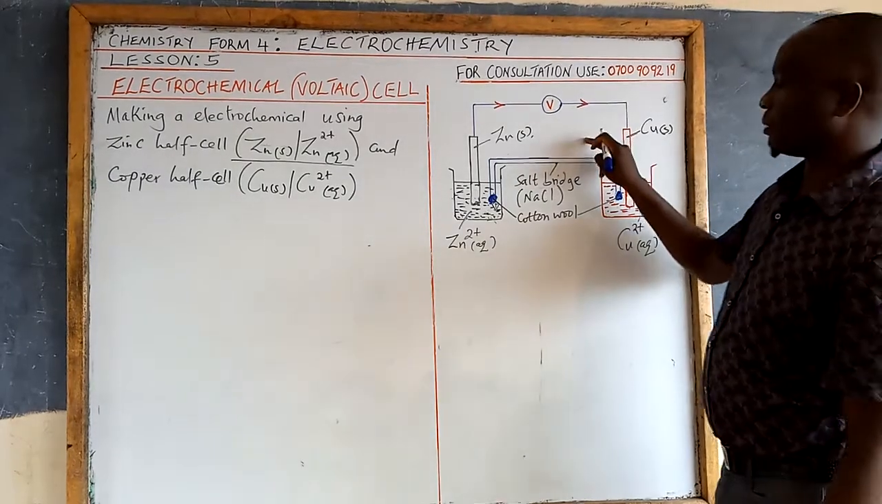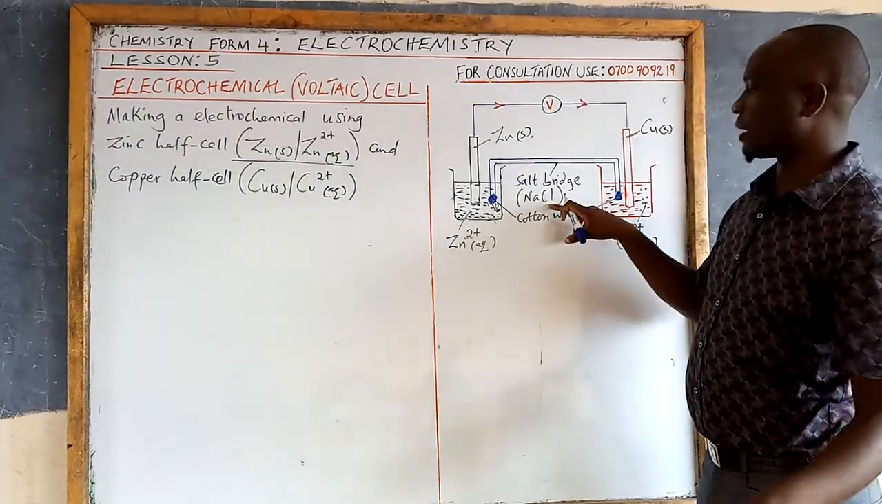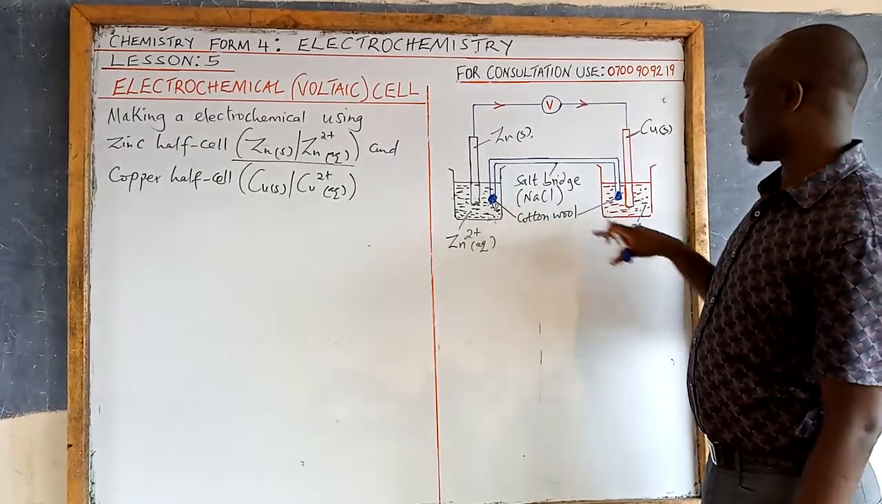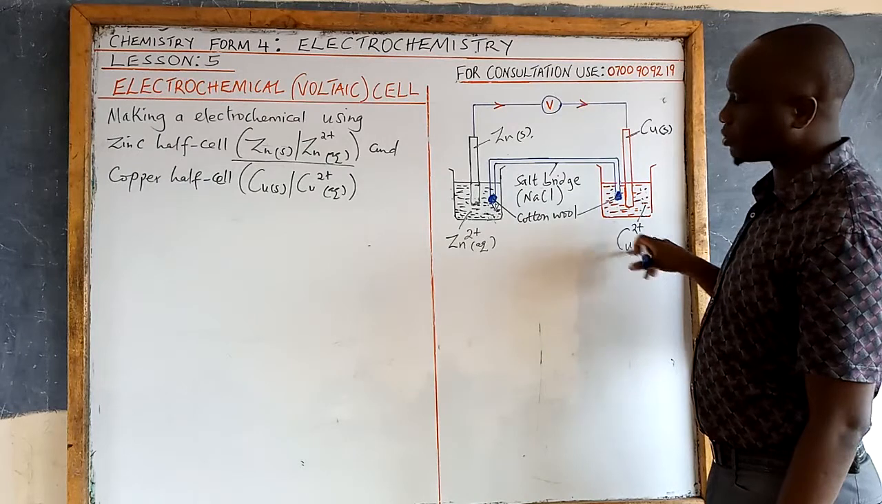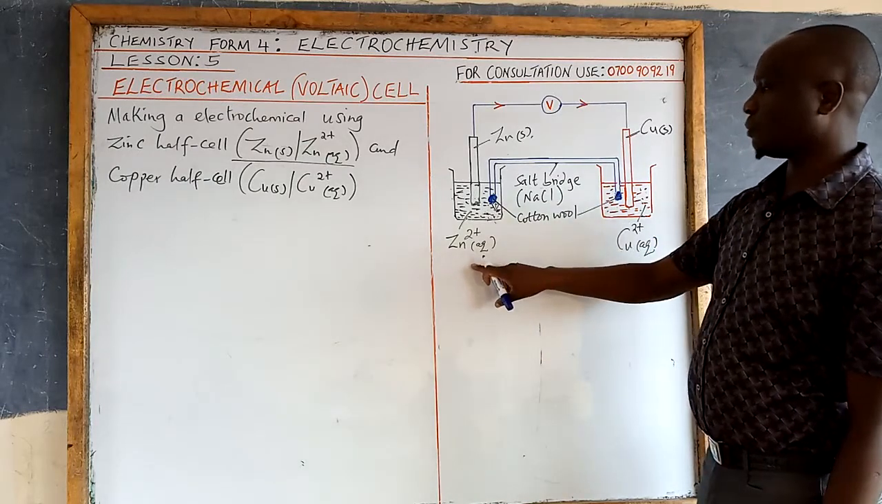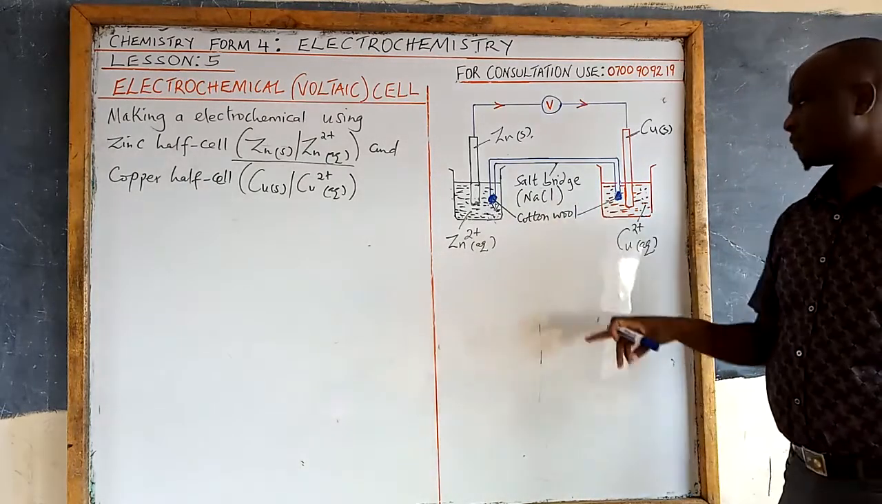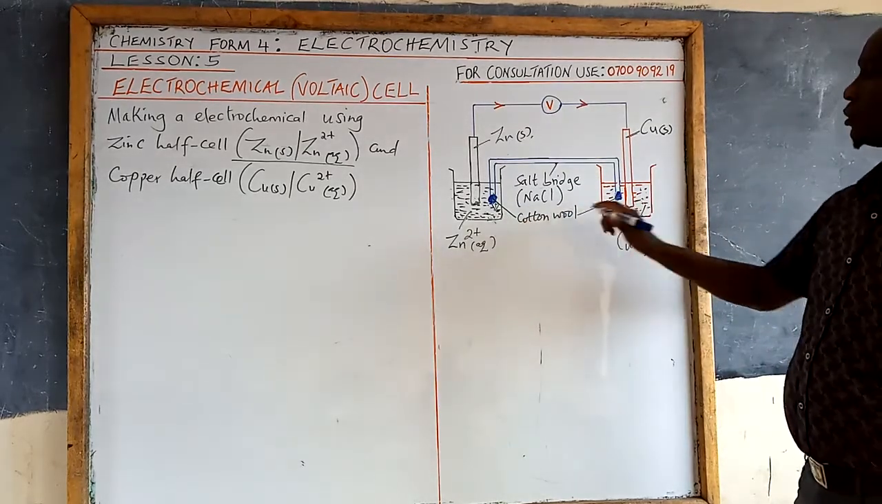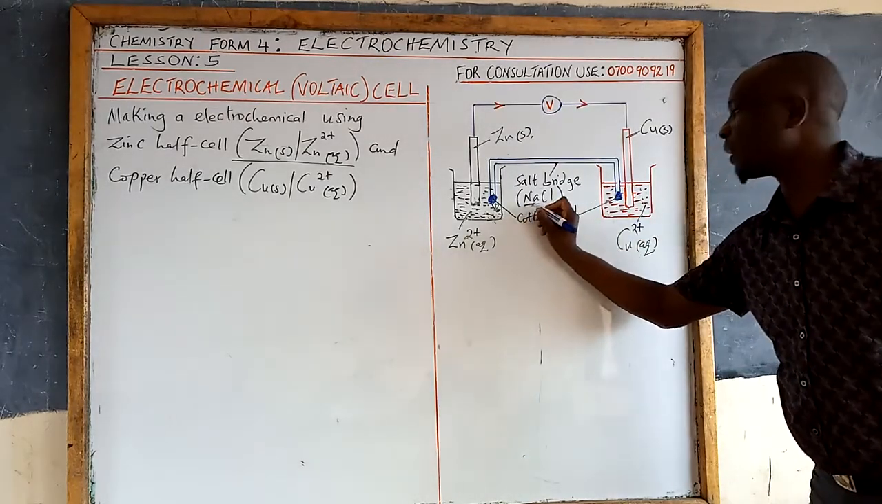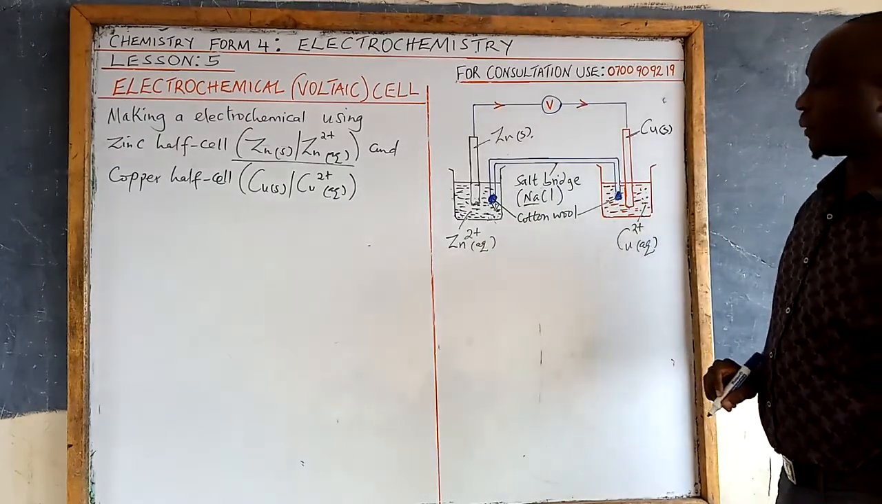Then this is the salt bridge. For my practical setting, I have used sodium chloride because the chloride ions will not affect the copper ions. Copper chloride is soluble, zinc chloride is soluble, and that is why I have used this. And then all sodium salts are soluble, all potassium salts are soluble. And that is why the choice here is either sodium or potassium.